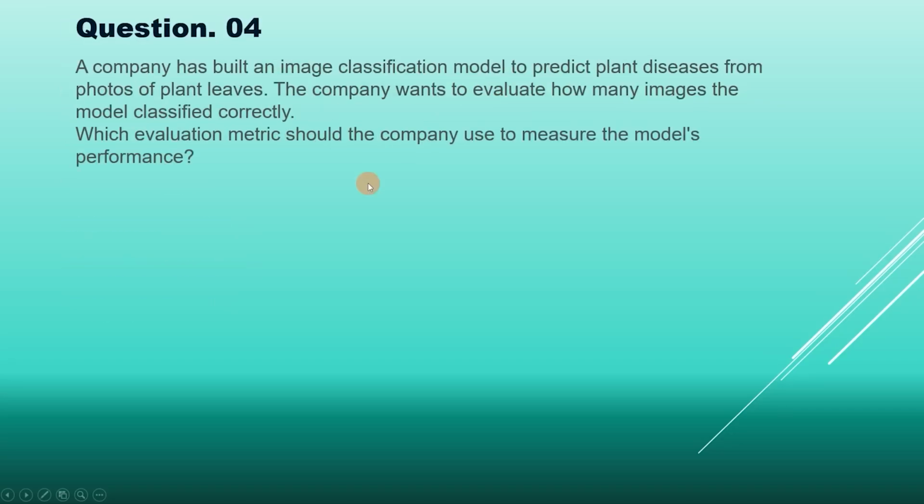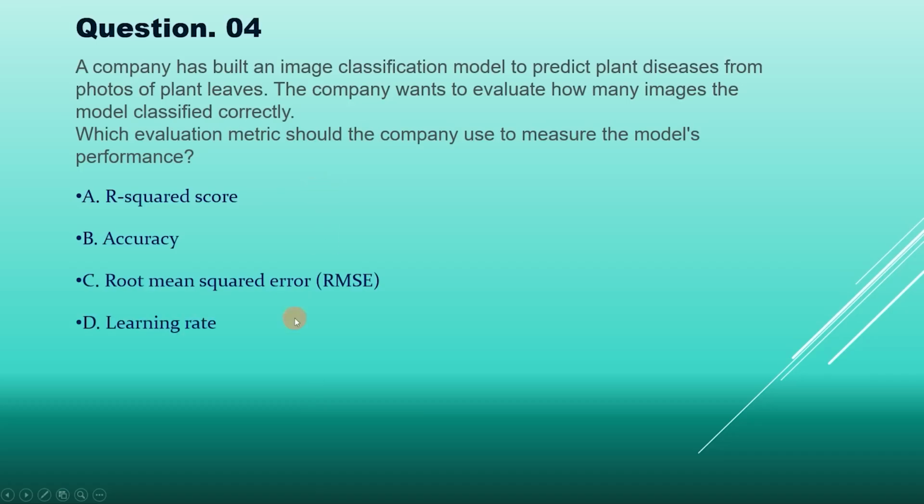Now question number 4. A company has built an image classification model to predict plant disease from photos of plant leaves. The company wants to evaluate how many images the model classified correctly. Which evaluation metric should the company use to measure model performance? The options are: R squared score, accuracy, root mean squared error, learning rate. Take your time to guess the answer.